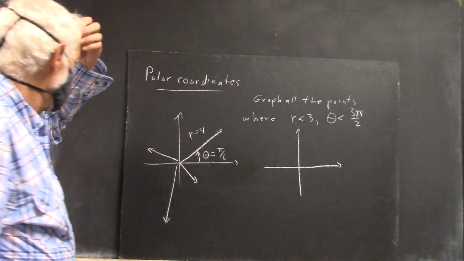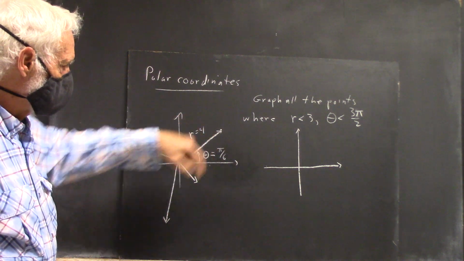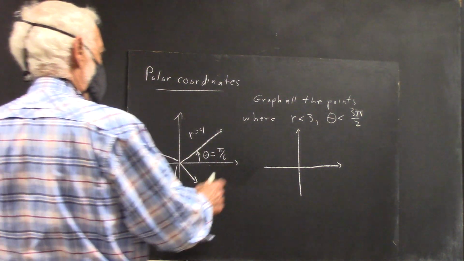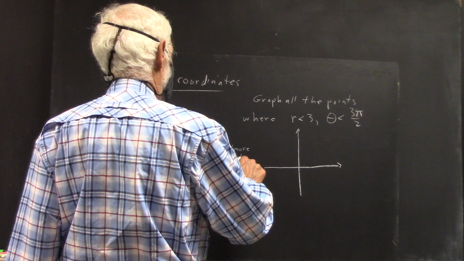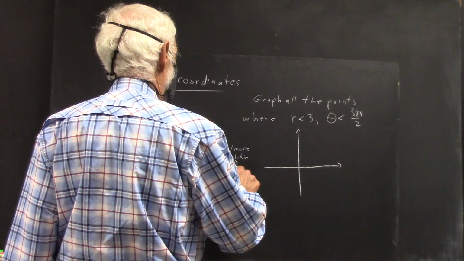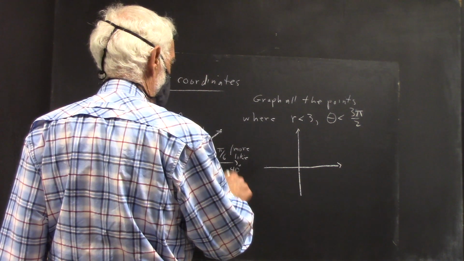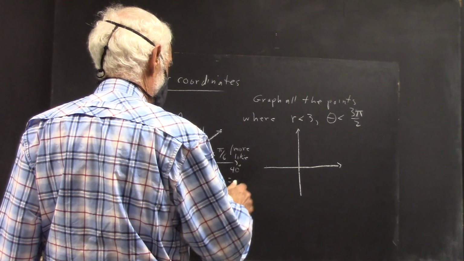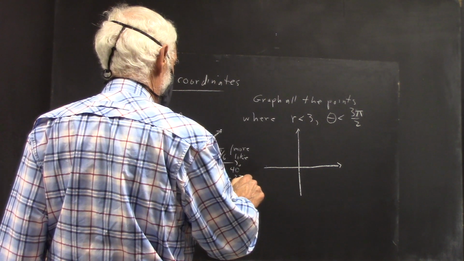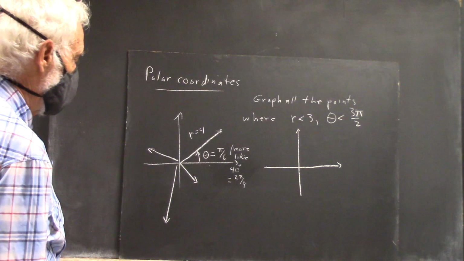So, here are the polar coordinates. r equals 4, theta equals pi over 6. Actually more like 40 degrees, which is 2 pi over 9.